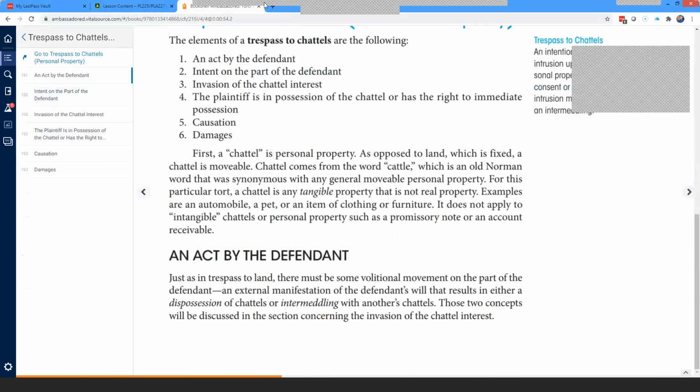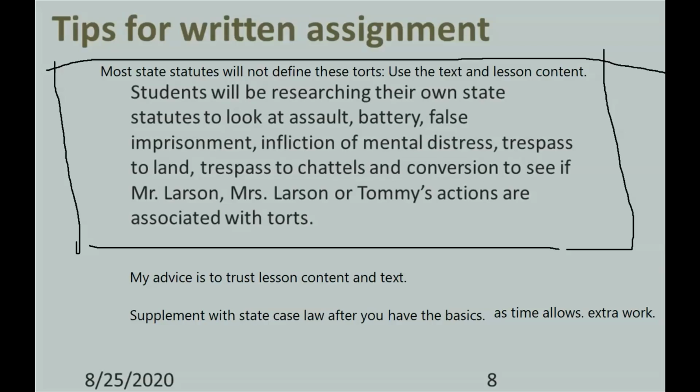And I would just keep going through the text after you exhaust the lesson content. If you feel like the lesson content does not explain itself thoroughly, then I would go to chapter 7 and 8 and fill in the gaps in your knowledge and use those. That would be what I would do in your place, rather than trust the state statutes.